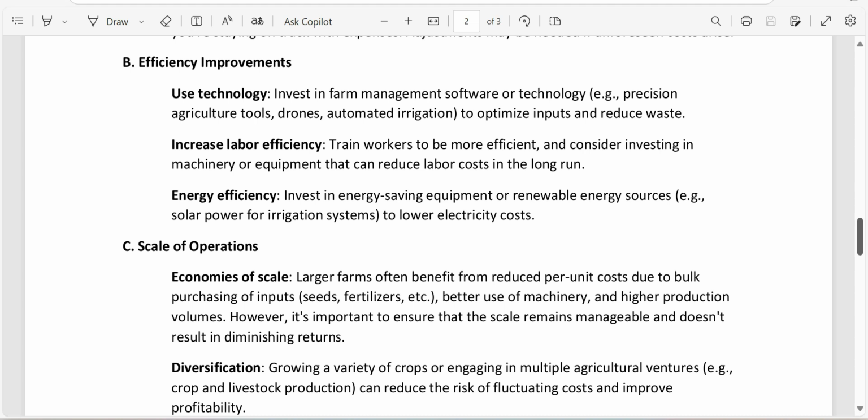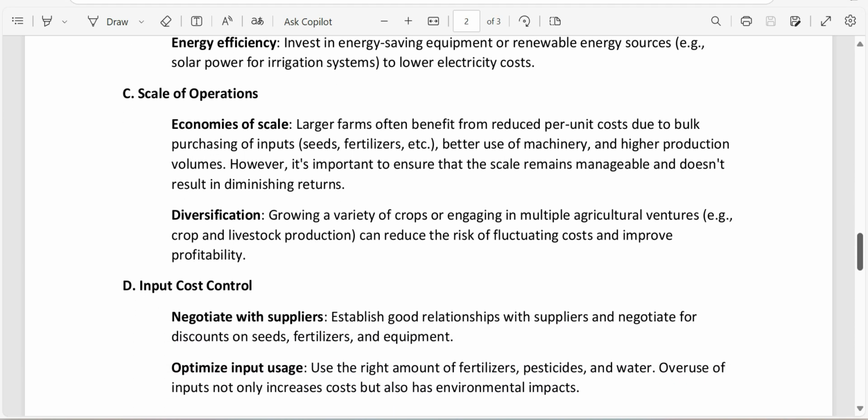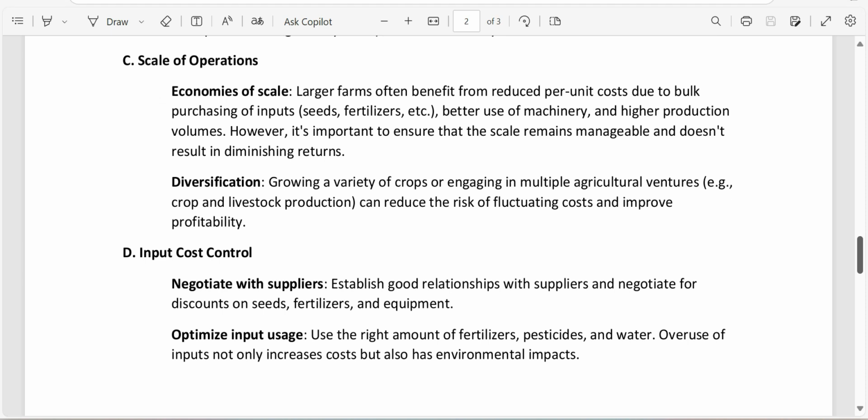C. Scale of operations. Economies of scale. Larger farms often benefit from reduced per-unit costs due to bulk purchasing of inputs, seeds, fertilizers, etc., better use of machinery, and higher production volumes. However, it's important to ensure that the scale remains manageable and doesn't result in diminishing returns. Diversification, growing a variety of crops or engaging in multiple agricultural ventures, e.g., crop and livestock production, can reduce the risk of fluctuating costs and improve profitability.